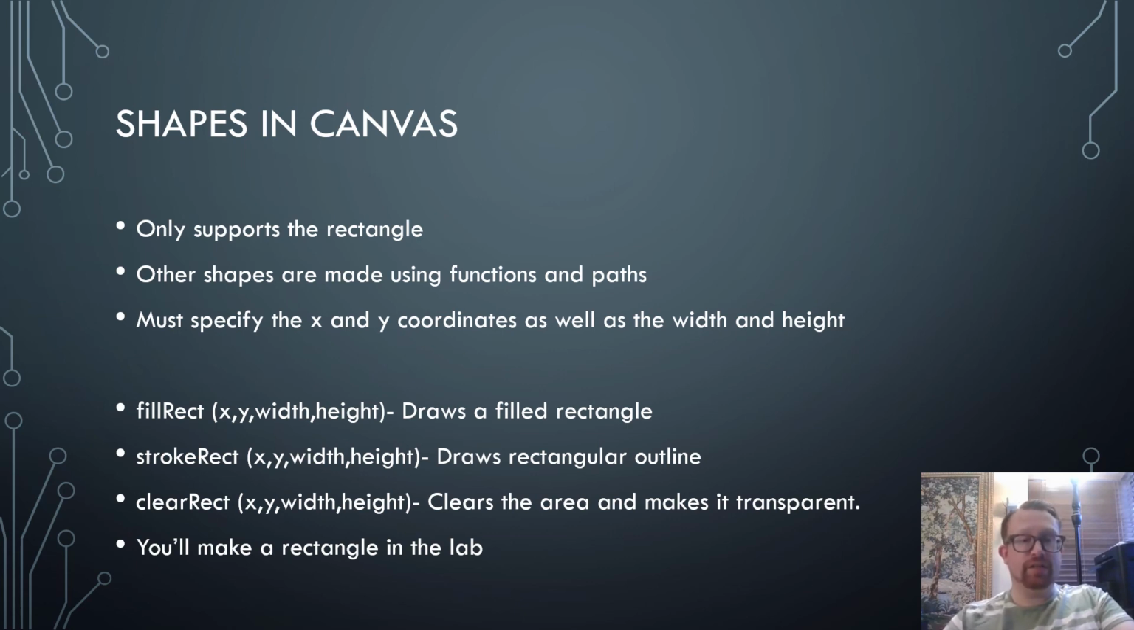clearRect, X, Y, width, and height, clears the area that you have selected and makes it transparent. So you can essentially layer and make it so you can have some unique designs here. You're going to make a rectangle in the lab today.